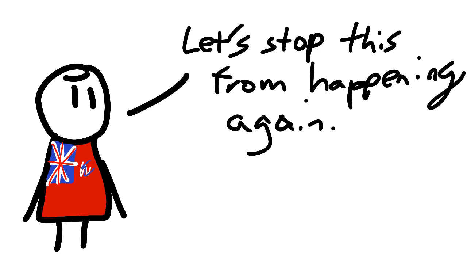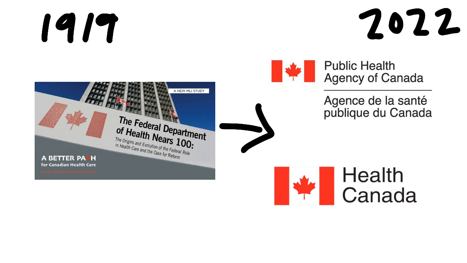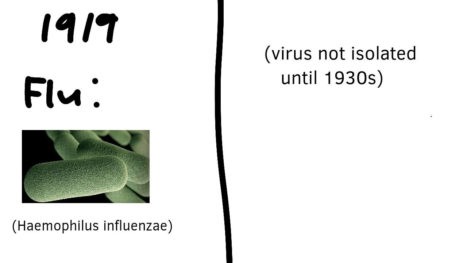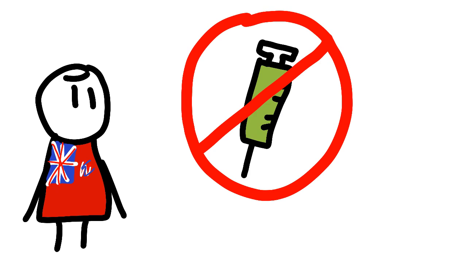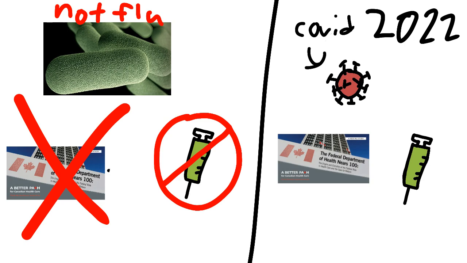After the pandemic, people were eager not to have it happen again. In 1919, Canada created the Federal Department of Health. This eventually evolved into Health Canada and the Public Health Agency. At the time of the Spanish flu, people believed that it was caused by a bacterium. The actual virus was not isolated until the 1930s. At the time, there was also no effective vaccine. The combination of these factors meant that we were much more prepared to deal with this pandemic.